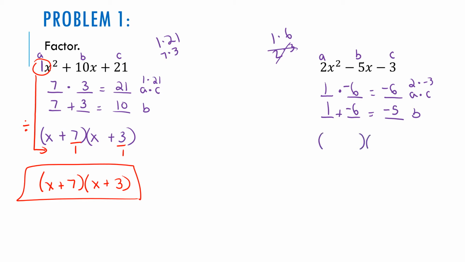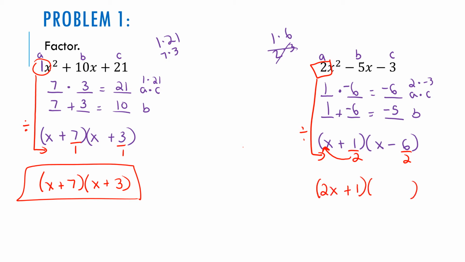So now I'm going to set up my parentheses. I will have x plus 1 and then x minus 6 because that's a -6, so it's going to be a -6 in my parentheses. Then I'm going to go ahead and take my a, and it's going to divide these numbers. Now, when you divide them, if you can't get a whole number, you're going to move that number in front of the x. So 1 divided by 2 would give me a decimal, which means I'm going to take that 2 and I'm going to move it in front of the x. So I have 2x plus 1. 6 divided by 2 is 3, so I have x minus 3. And there you go.